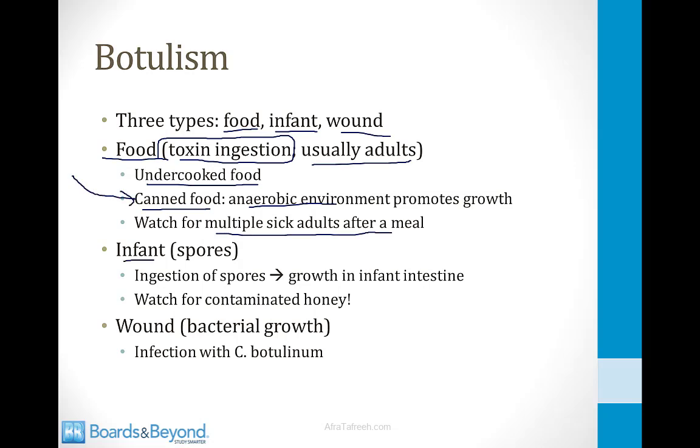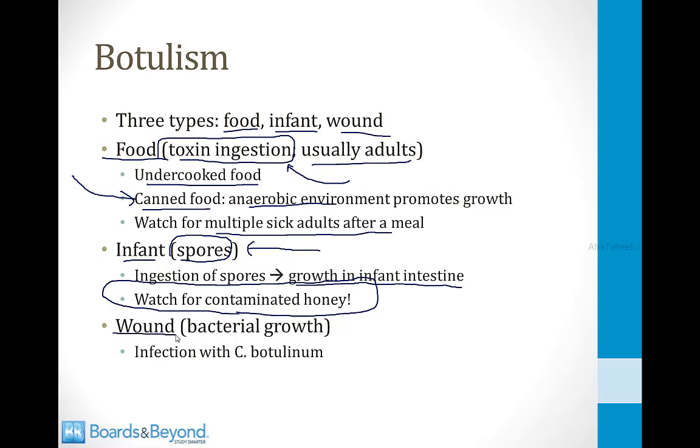The second type is the infant type, and this comes from ingestion of spores. So it's different from the adult type where people ingest the toxin. In this case, babies ingest the spores, and then the spores go on to germinate and grow in the intestine. A classic scenario here is a baby who's been fed honey. Honey is sometimes infected with spores of botulism. And then the third type is a wound infection. If you have a dirty wound and this bacteria gets inside, it can grow and cause an infection.